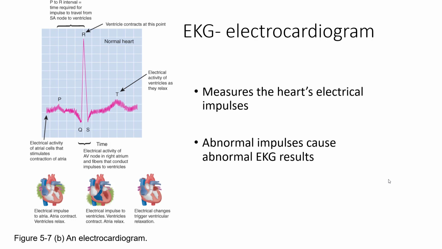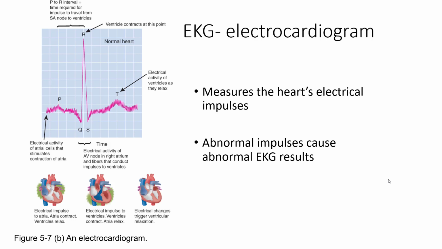The QRS complex is the electrical activity of the AV node in the right atrium and conducting those impulses to the ventricles and causing the ventricles to contract. That's what the R right there is, a ventricle contracting. And then as the ventricles relax, there is another bit of electrical activity. That's the T right there at the end. So that's a PQRST. The P to R interval is the time required for the impulse to travel from the SA node to the ventricles.